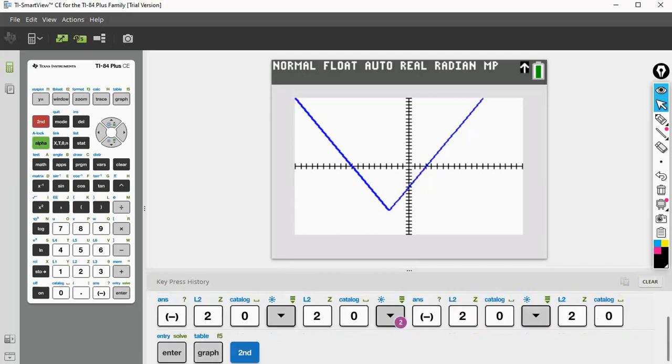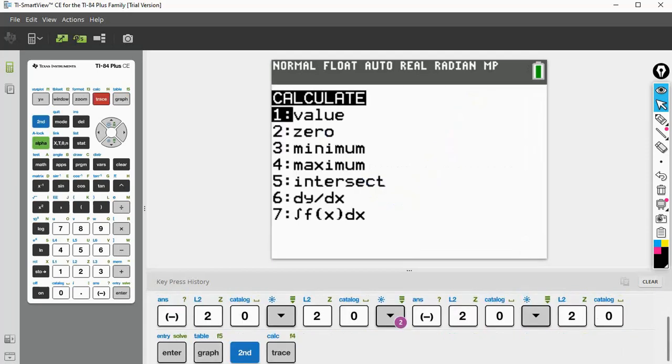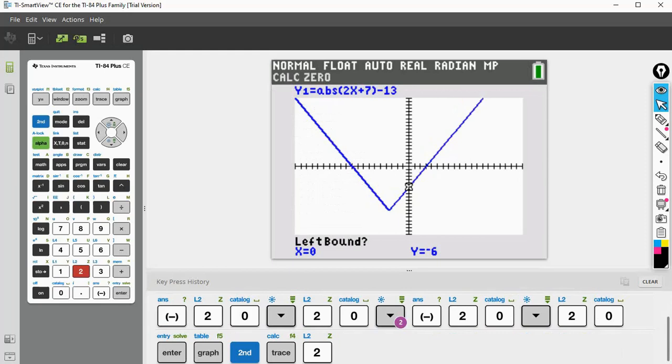So let's go second key, calculate, and 0. And then it says left bound. So let's check this one out first. So enter, then we move a little bit to the right, above the x-axis. You have to do one below the x-axis and the other one above the x-axis. Hit enter, enter again, and there you go, 3.